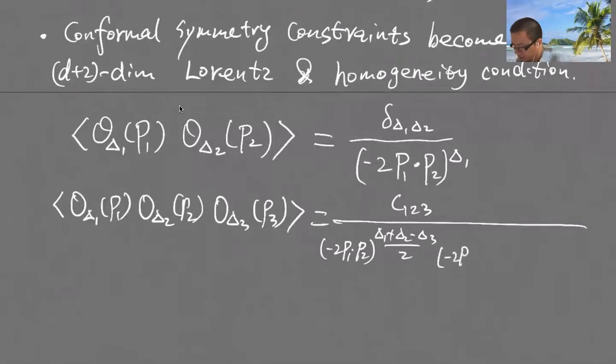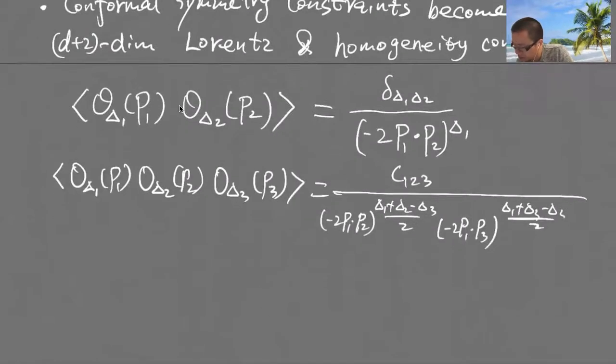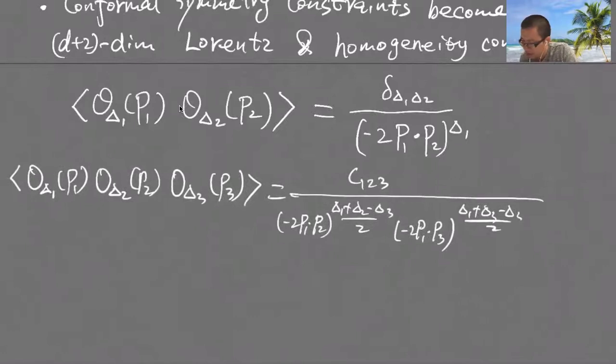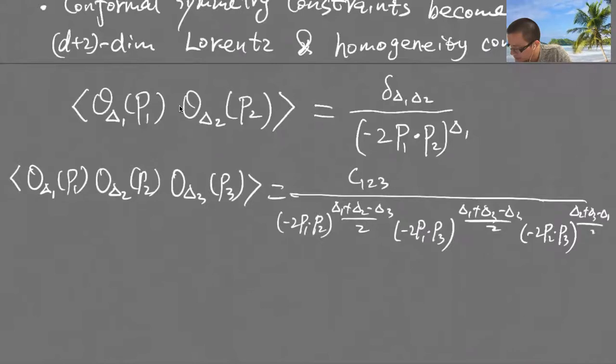Well, I'm sure you know what the answer is. So it's delta 1 plus delta 3 minus delta 2 over 2. And this finally, sorry, let me move it a little bit to the other side. We have minus 2 p2 dot p3 to the power delta 2 plus delta 3 minus delta 1 over 2. Okay. So compared to the previous answer, they are identical.